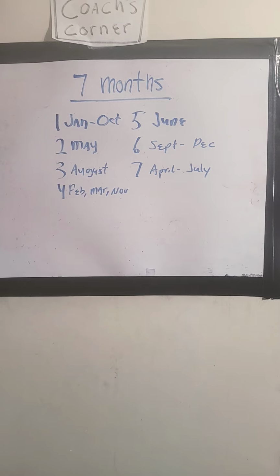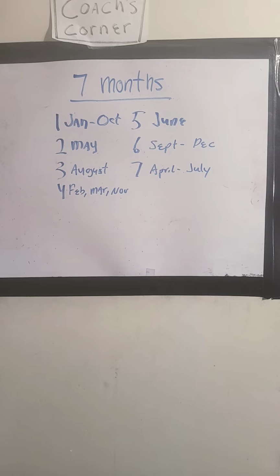If you look at the calendar, you're going to see that January looks just like October. May is unique. No other month looks like May. Then we go into August. August is also a singular month. No other month looks like it. But then we go into February, March, and November. They have the same starts. They end differently, but they start the same way.